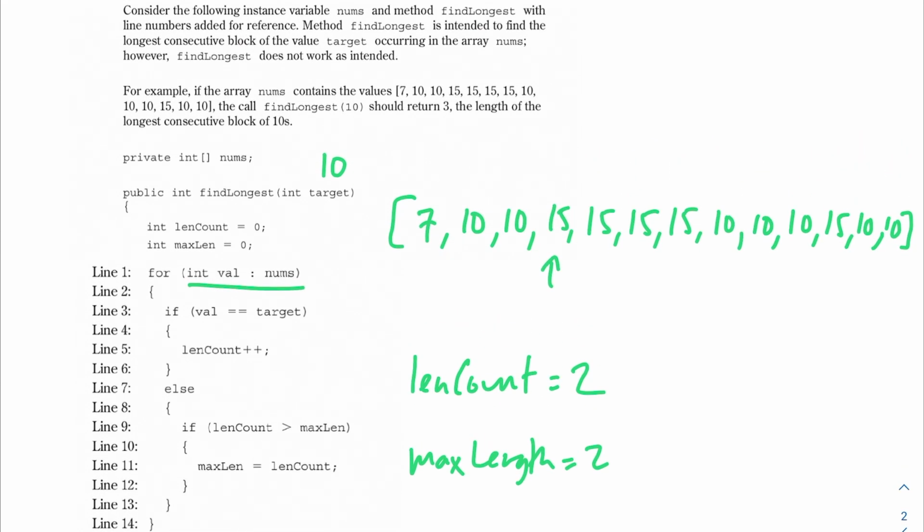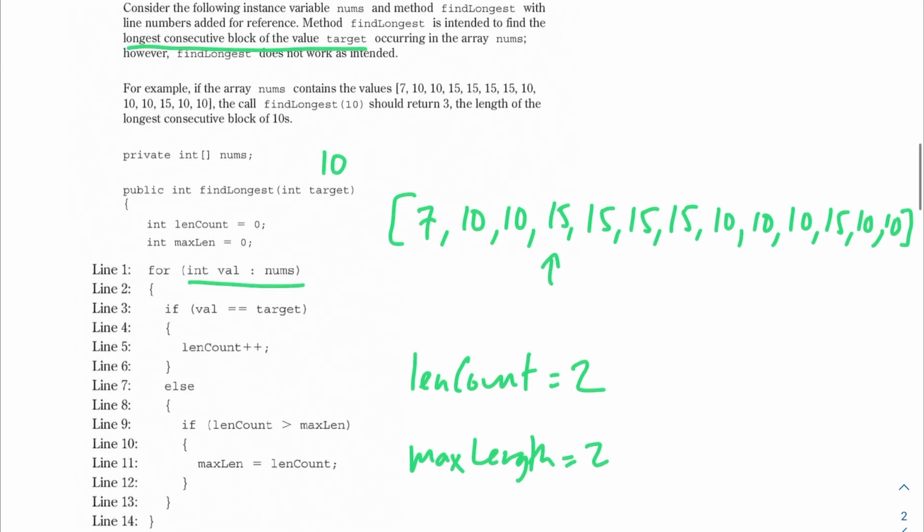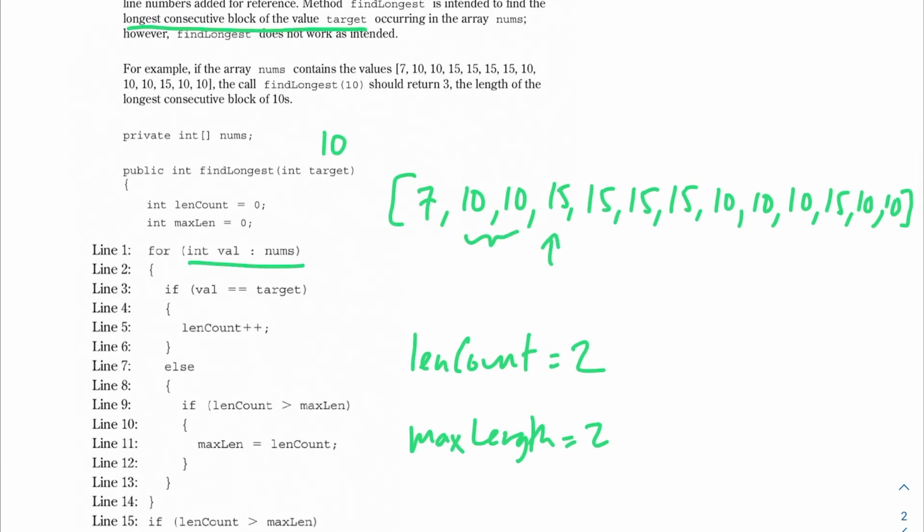We're trying to find the longest consecutive block of the value target, and it seems like we just ended our consecutive block, but we're still keeping our length count the same. All right, so when we move on to the next 15, you'll notice our length count is still 2. Uh-oh. So at this point, we're comparing length count and max length again because we didn't find our target. Length count is not greater than max length, so we're going to move on to the next element. 15, once again, we're just comparing those two numbers we just did. Still not greater than the other. We're moving on to the next 15, same thing.